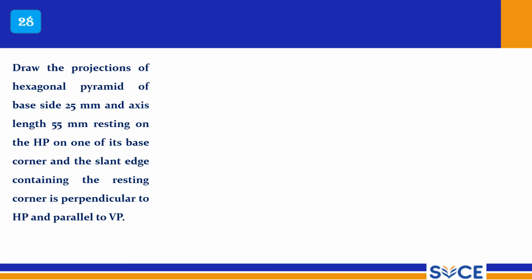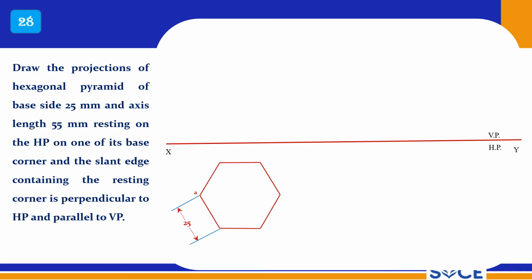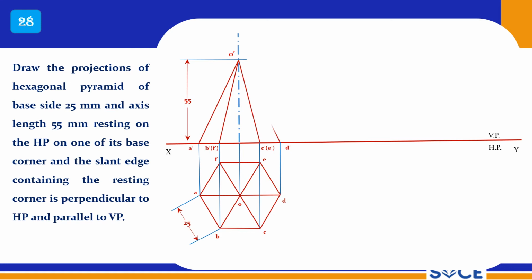28. Draw the projections of the hexagonal pyramid of base side 25 mm and axis length 55 mm that rests on the HP on one of its base corners, and the slant edge containing the resting corner is perpendicular to HP. So it is also a similar kind of problem. The only difference is it is a hexagonal pyramid. Just we will rush through and see how it will look.